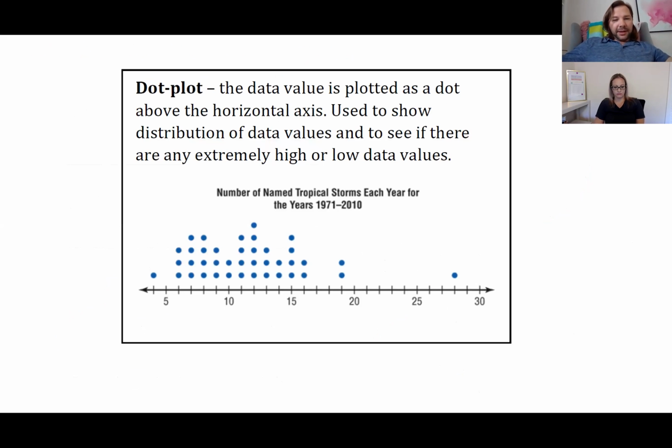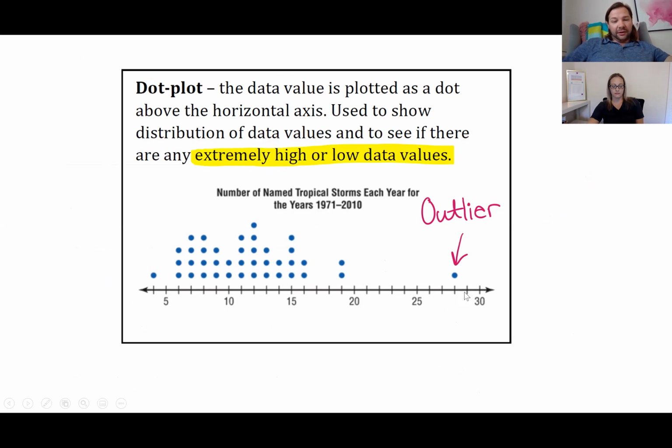Okay, a dot plot is pretty straightforward too. You just put a dot every time that value occurs. This is the number of named tropical storms each year from the years 1971 to 2010. And you can see here that most years we have between 5 and 10 storms. It's not uncommon to have between 10 to 15, but it's very uncommon to have more than 15, 16, let's say.